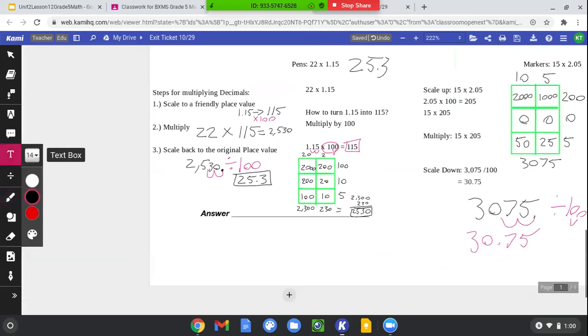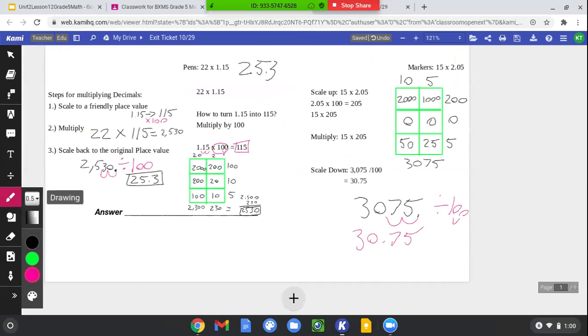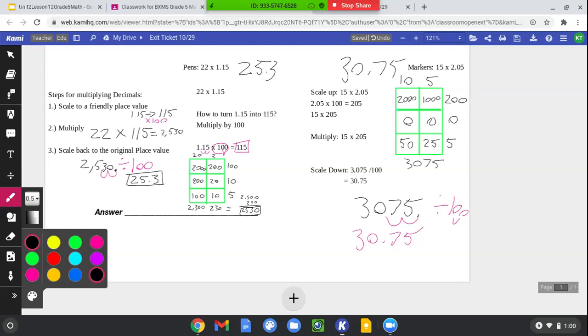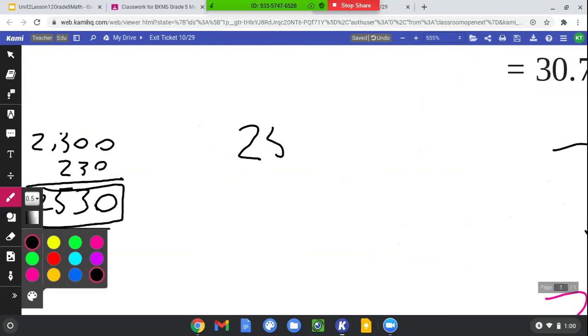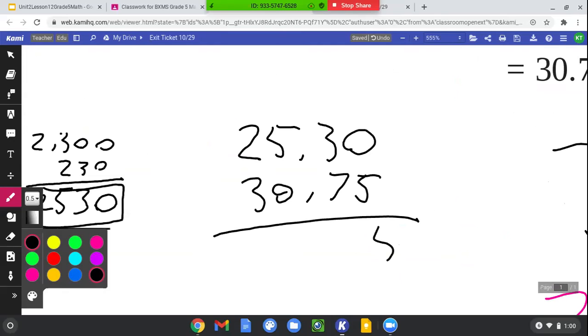Now they wanted to know the total amount. So what I need to do is add $25.30 with $30.75. So let's add. We got 5, 10, carry that 1. Don't forget the decimal place.